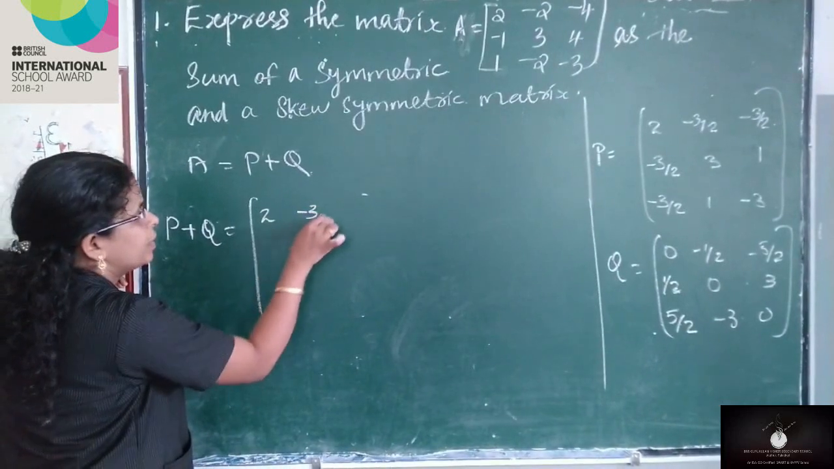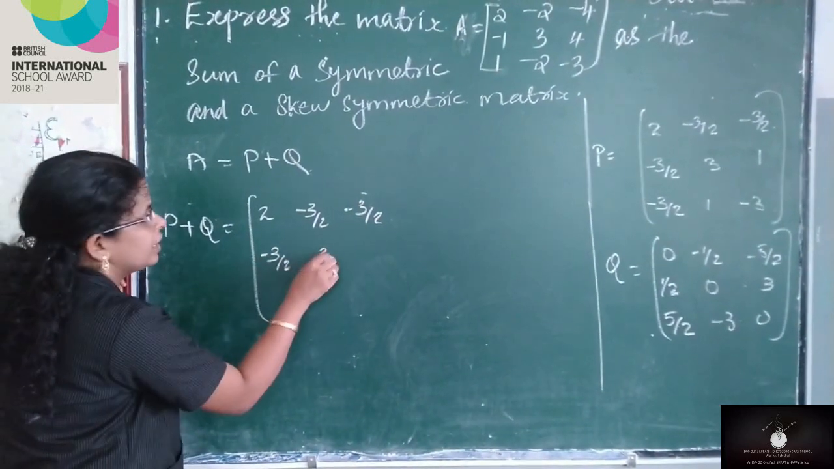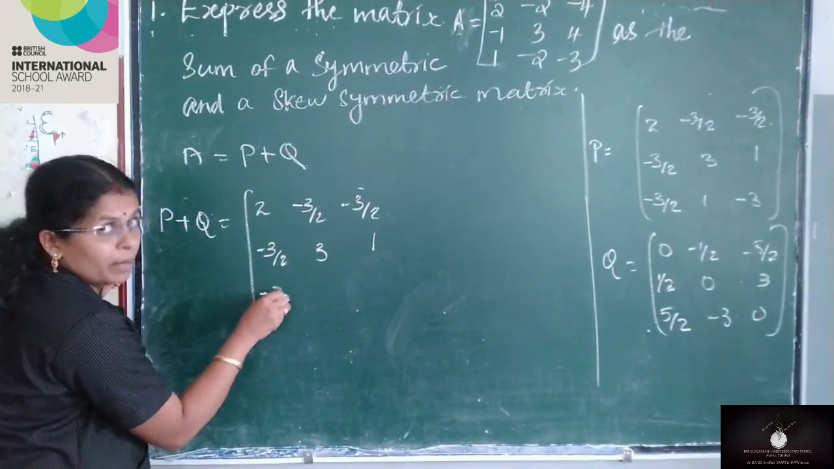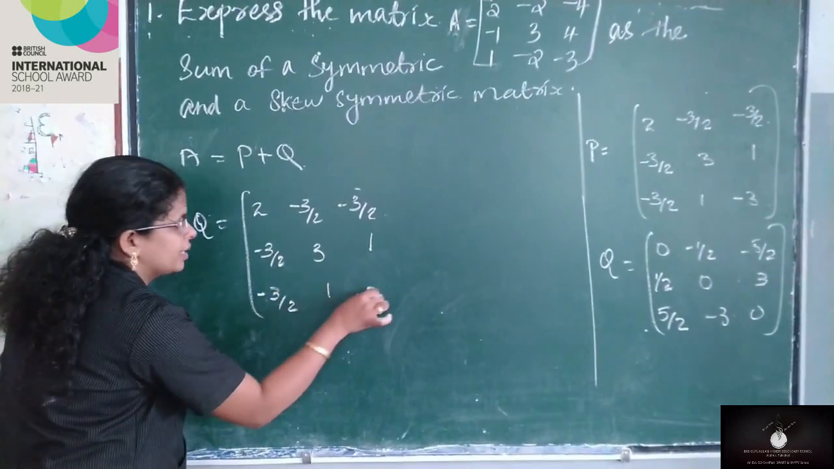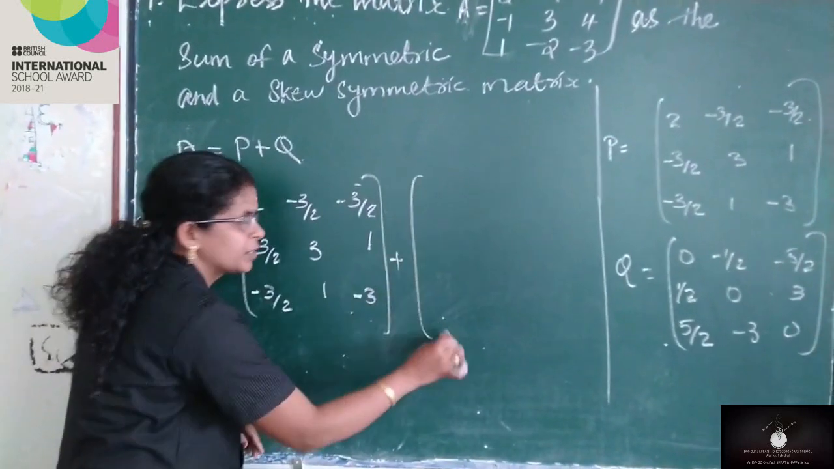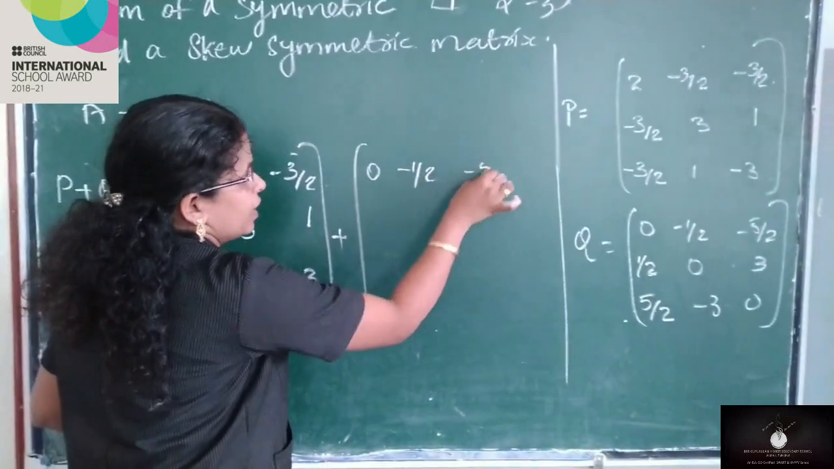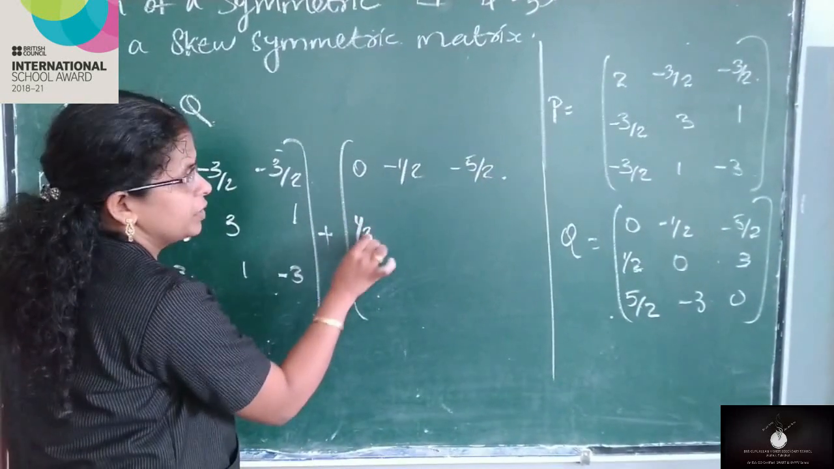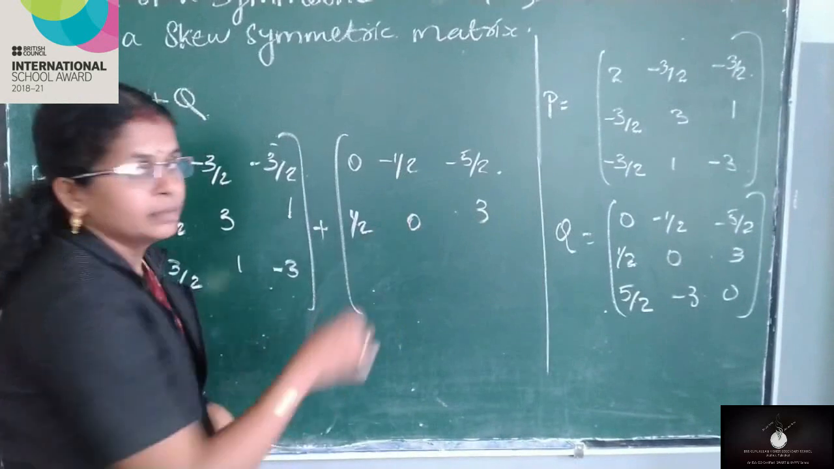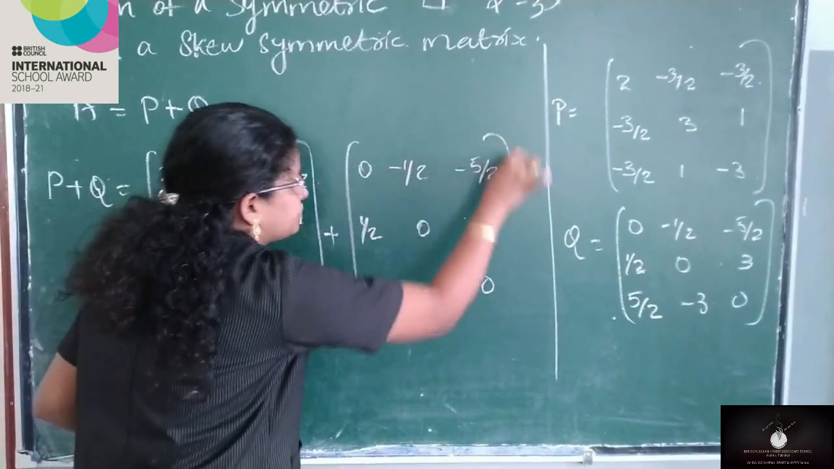2, minus 3 by 2, minus 3 by 2. So minus 3 by 2, 3, 1. The third row is minus 3 by 2, 1, minus 3. Okay, plus Q. What is the matrix Q? Q is 0, minus 1 by 2, minus 5 by 2. So 1 by 2, 0, 3. The third row is 5 by 2, minus 3, 0.